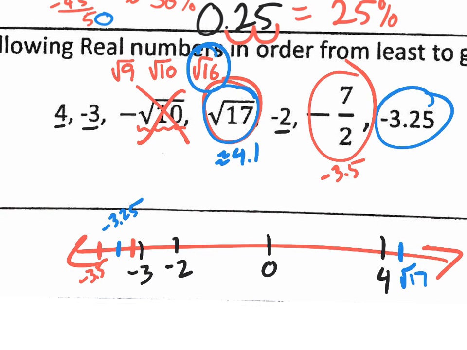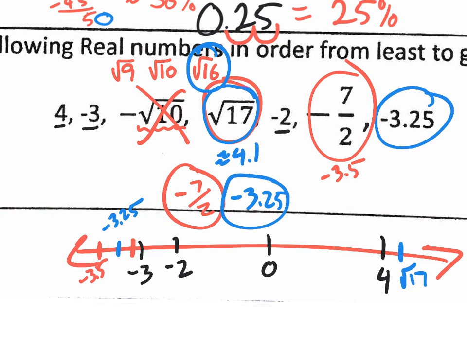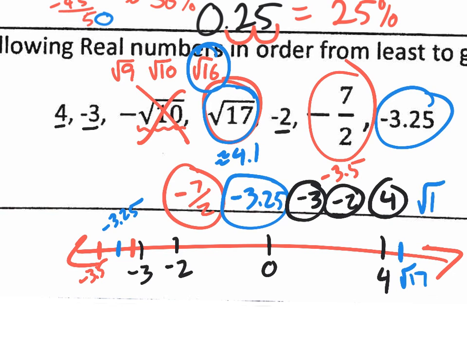So let's list from least to greatest. We have the negative 7/2. That's going to be the first one. That's the first one. That's the least one. And then the negative 3.25. That's the next one. And then we have the negative 3. Then we have the negative 2. Then we have the 0 wasn't even on the list, but we do have 4. Then we have the square root of 17. So there it is in order from least to greatest.